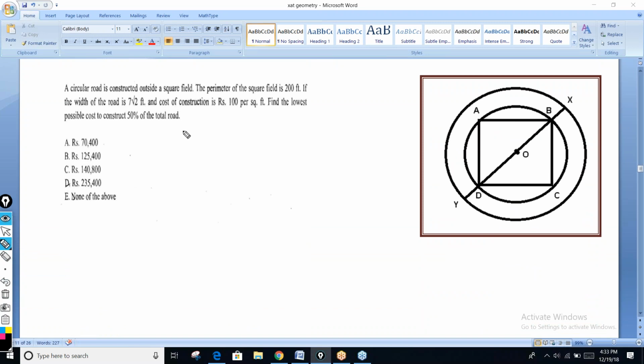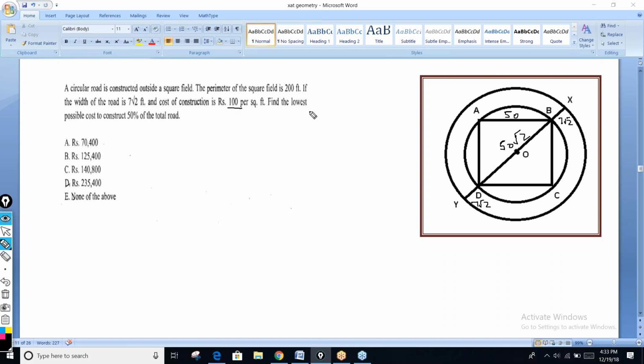There is also mensuration. A circular road is constructed outside a square field. That is a square field, and there is a circular road constructed, that is a road outside this field. The perimeter of the square field is 200 feet, so the side is 50. The width of the road is 7 root 2 feet. If the side is 50, the diagonal will be 50 root 2, and the road is 7 root 2 on both sides.